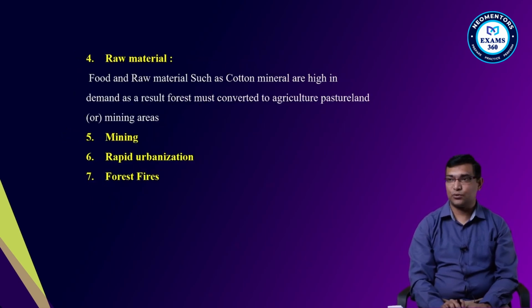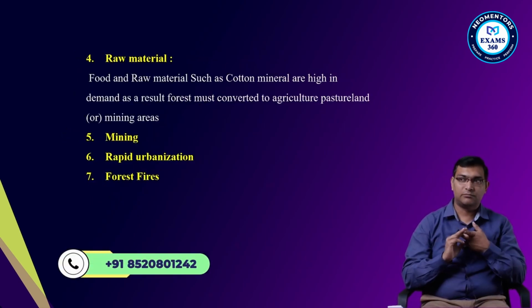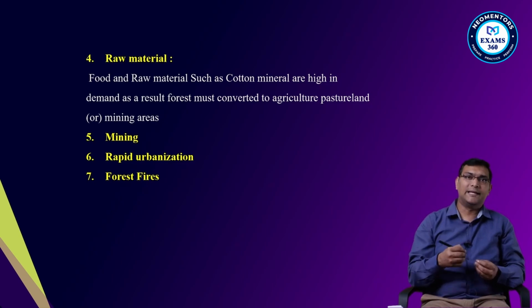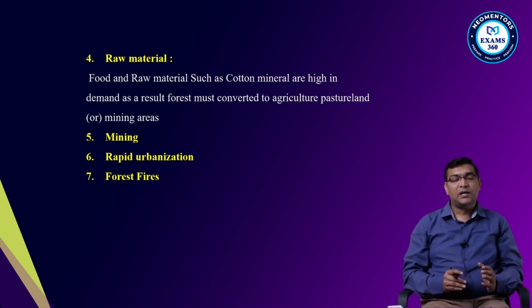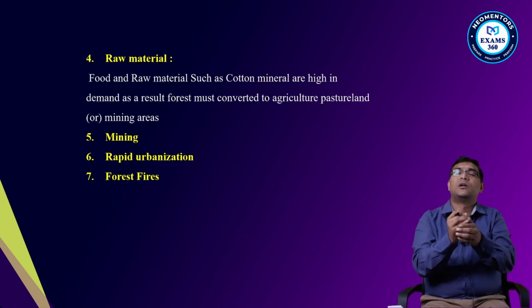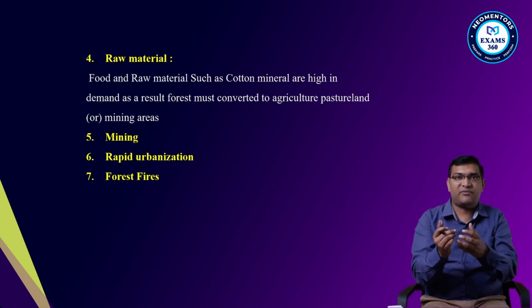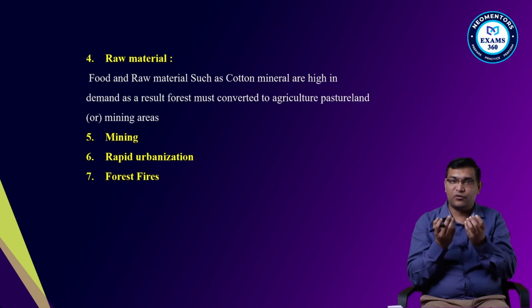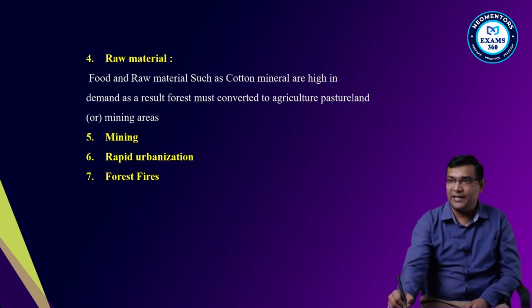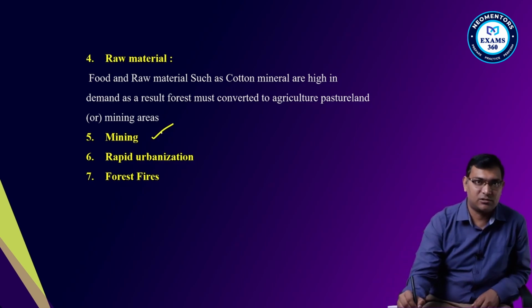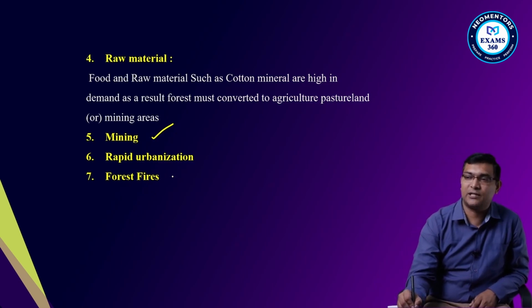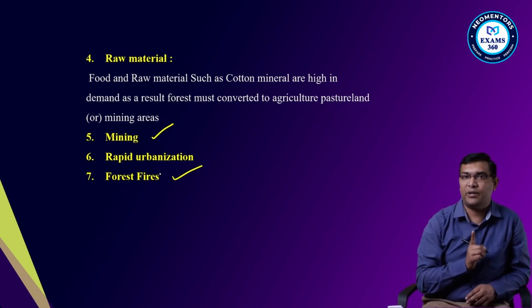Then also the raw materials which are used, food and raw materials such as cotton, minerals, etc., which are highly demanded. Like for example, I want to do mining in particular or I have to set up a steel plant. Where will I go? I need iron ore. So I will set up my factory or industry near the iron ore field. So in order to do mining or set up a factory, or for raw materials required for food, I need to clear the forest first. So that is nothing but your raw material. Okay, mining areas, even mining. And rapid urbanization or reckless rapid urbanization is also one of the major causes of deforestation. Then forest fires. It might be caused by both natural as well as man-made or anthropogenic causes.